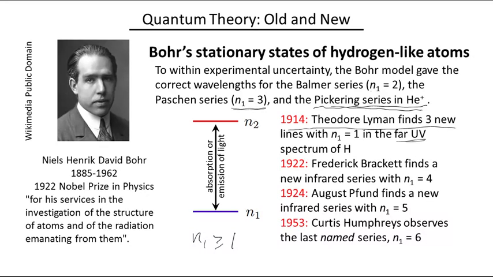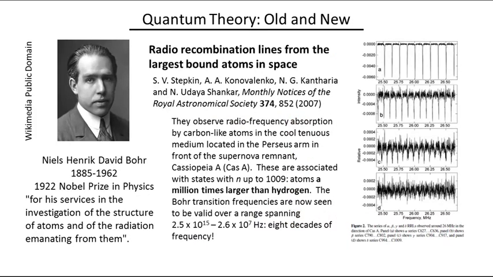The series with N1 equal 2 and N1 equal 3 were accounted for at the time. N1 equal 4 was discovered in 1922, shortly thereafter N1 equal to 5, and so on. They just keep going and going and going. At N equals 6, they stopped naming these series after their discovery, because it became appreciated there's an infinite number of these series.